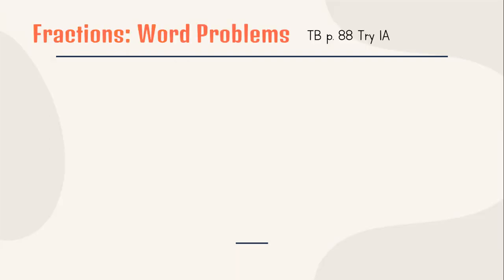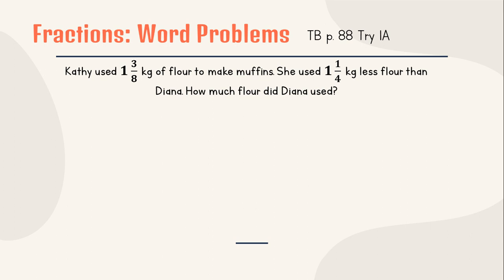So in here, we're going to open textbook page 88 and number Try 1A. And you're going to have this story. Kathy used 1 3/8 kilograms of flour to make muffins. I love muffins. She used 1/4 kilogram less flour than Diana. How much flour did Diana use?